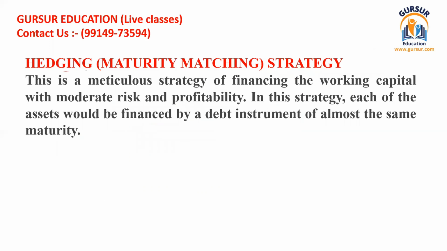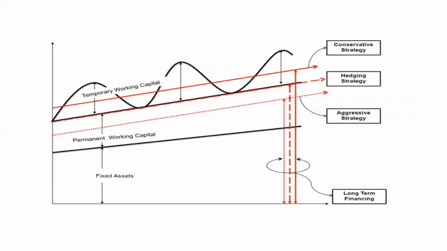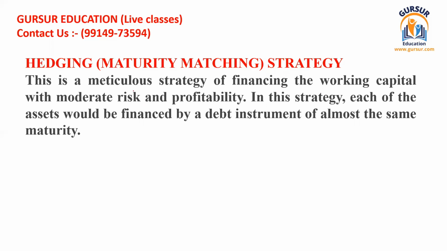The first strategy is the hedging or maturity matching strategy. This is a meticulous strategy of financing the working capital with moderate risk and profitability. You can see that its line is in between. So this is taking moderate risk, neither too much risk nor too much return. This is the balance between risk and profitability.